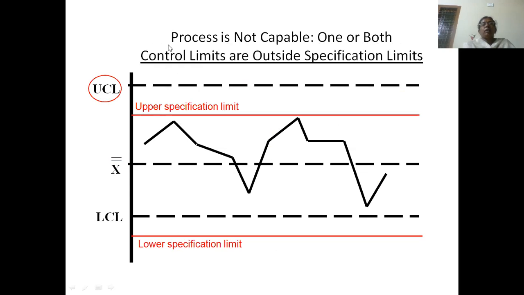Here you can see the process is not capable because the upper control limit is outside the upper specification limit. Even though the LCL is within the lower specification limit, the upper control limit is outside the upper specification limit, so we say the process is not capable. When do we say the process is not capable? When one or both control limits are outside the specification limits.